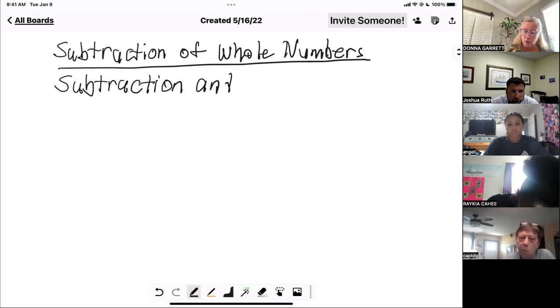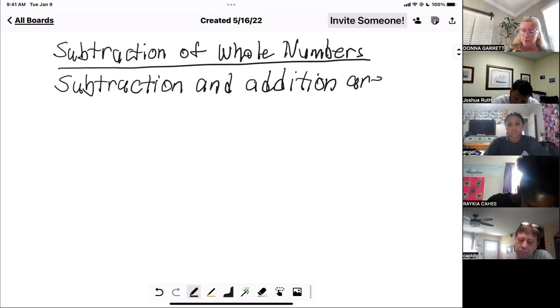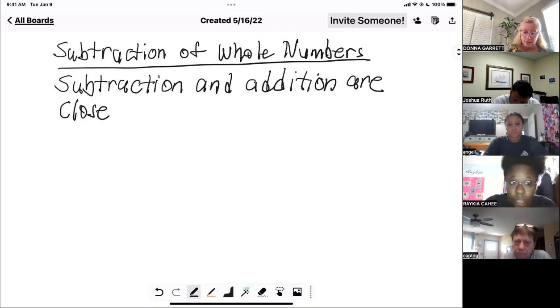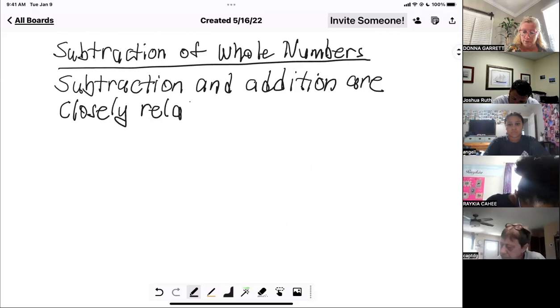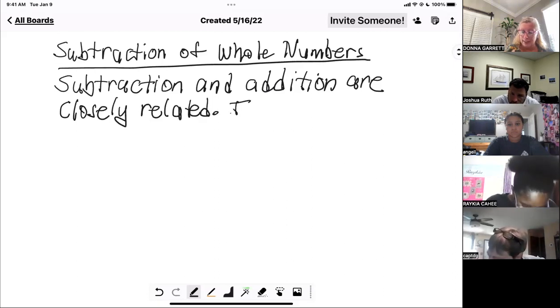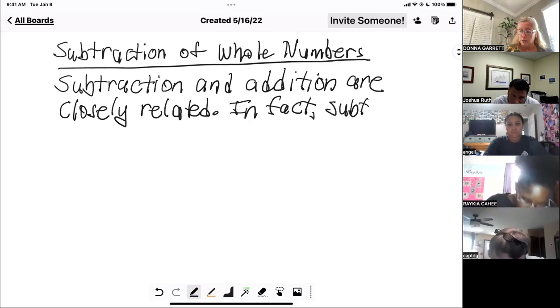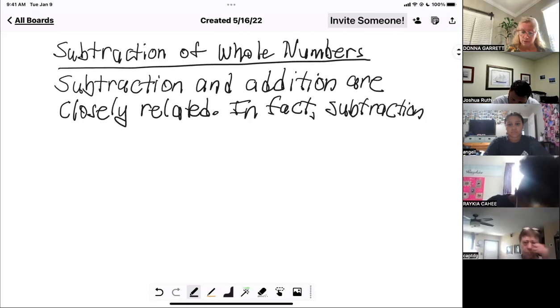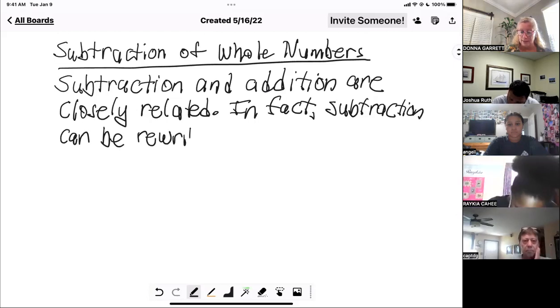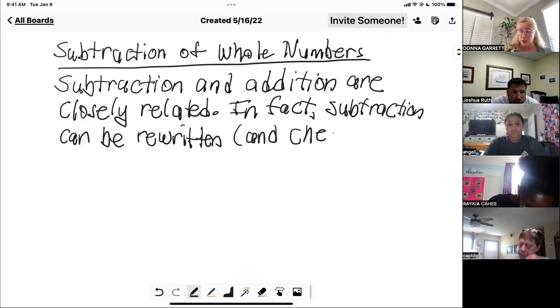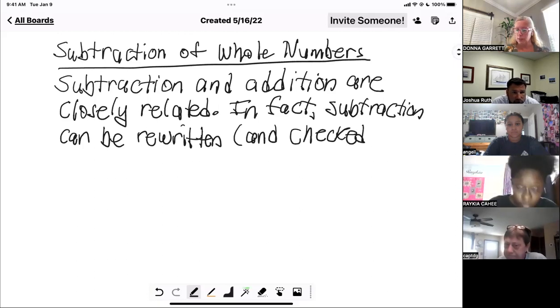Okay, subtraction and addition are very closely related. In fact, subtraction can be rewritten and checked. This is how you check your answer too, by going backwards, by using addition.